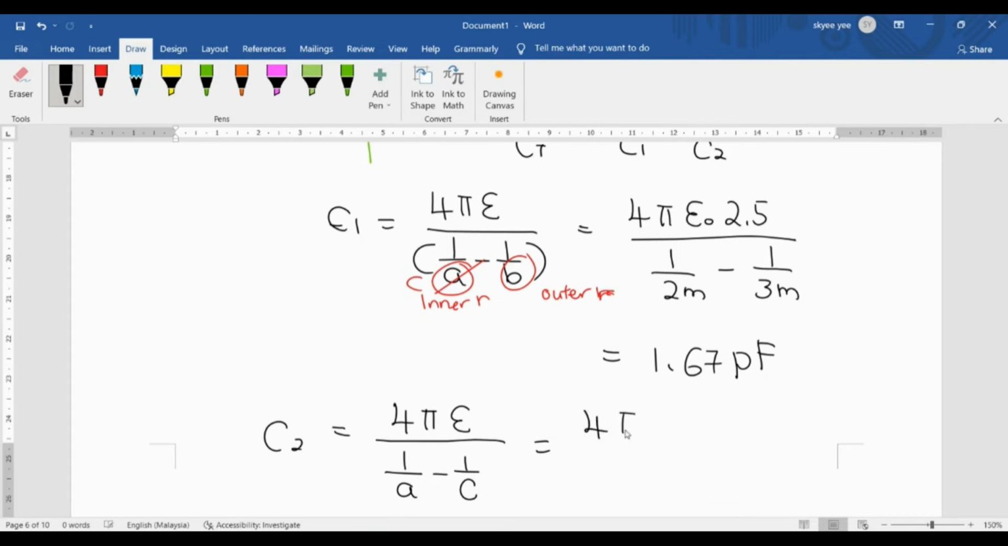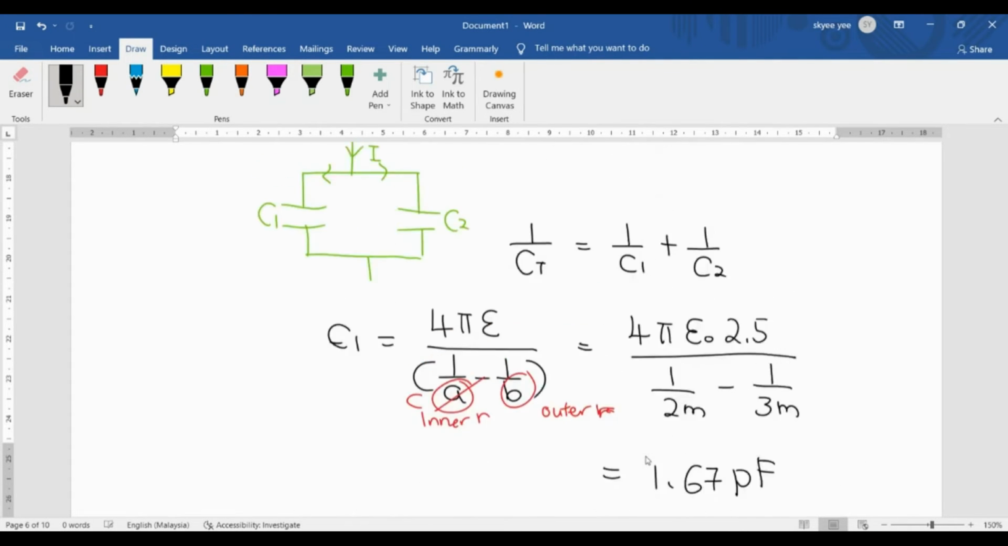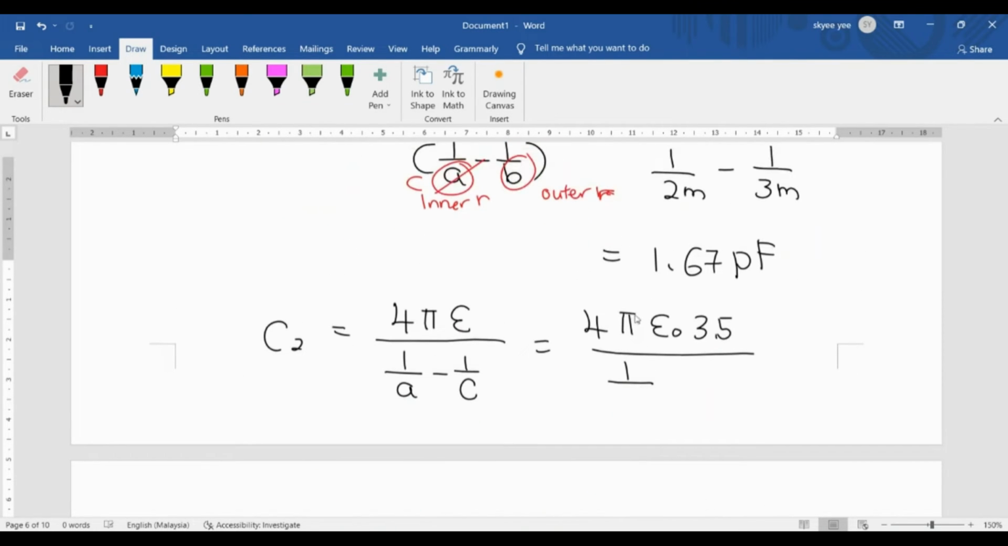Okay, we go back here. So this one will be epsilon naught 3.5. So 1 over A, A is 1 millimeter, minus C, which is 2 millimeter. Okay, so you can calculate the answer. So you have 0.78 pico. Alright.